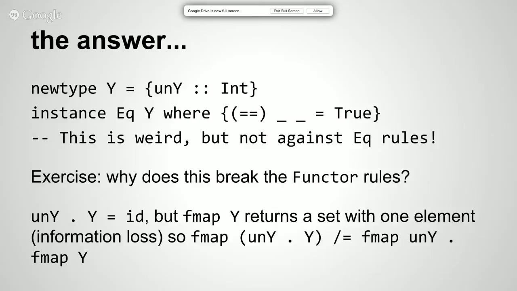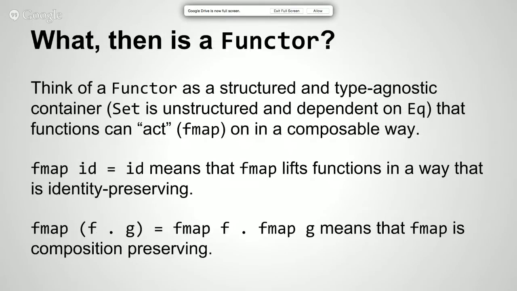So yeah, as it turns out, because you're putting it into a type that has broken equality syntax. So you can think of a functor as a structured and type agnostic container. It doesn't care what type it's storing, which is not set, because set is this unstructured type that depends on Eq. It cares about how its type defines equality. And functions can act or fmap on it in a composable way.